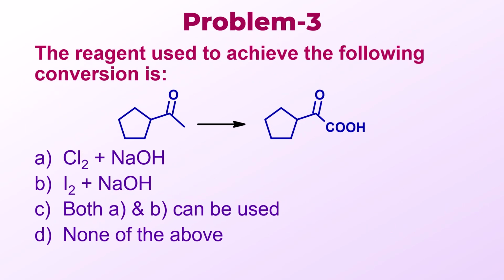This is problem 3. You have to choose the correct reagent to achieve the following conversion. So option A, chlorine plus sodium hydroxide. Option B, iodine plus sodium hydroxide. Option C, both A and B can be used. Option D, none of the above.